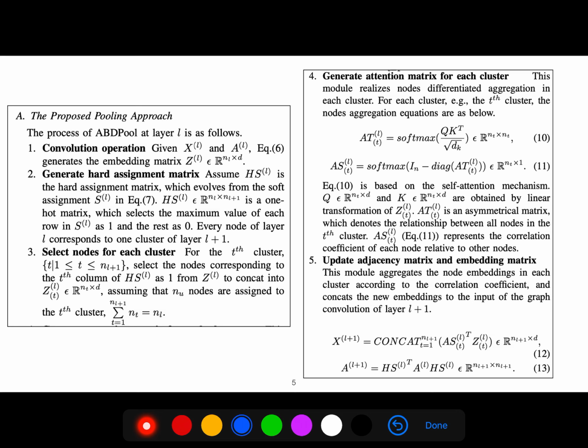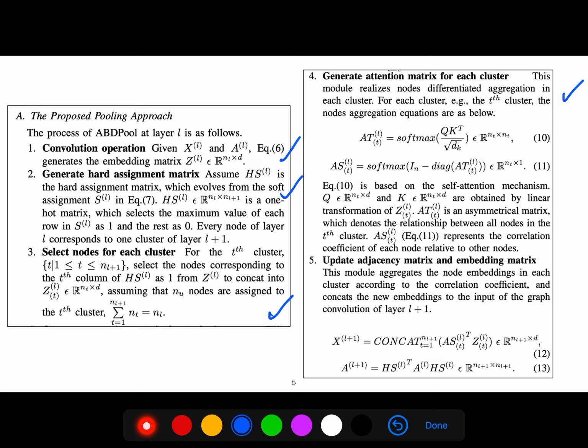So the ABDPool at layer L refers to convolution. We generate a hard assignment matrix. I think even the previous video was about hard assignment. And then we select nodes for each cluster. Finally, we generate an attention matrix for each cluster. This module realizes node differentiated aggregation in each cluster.